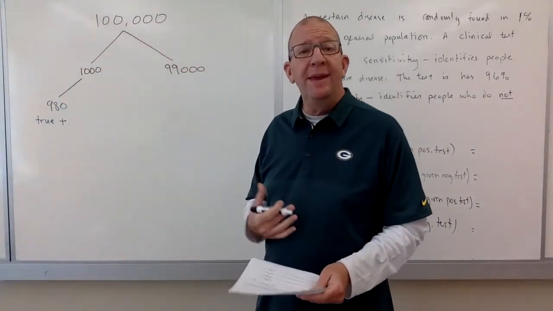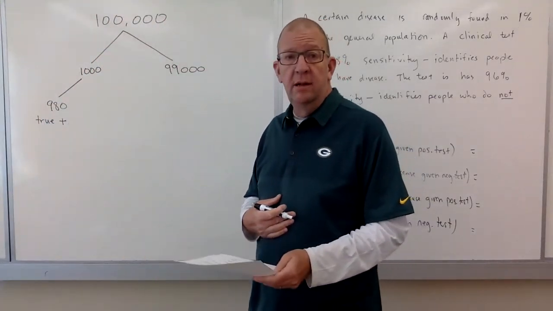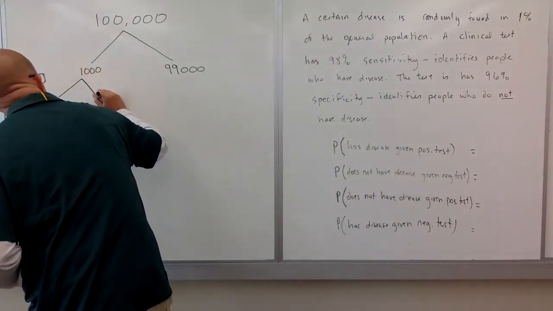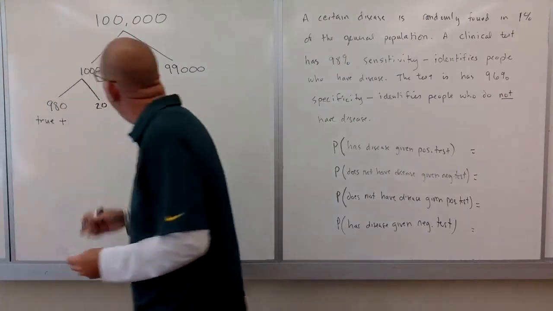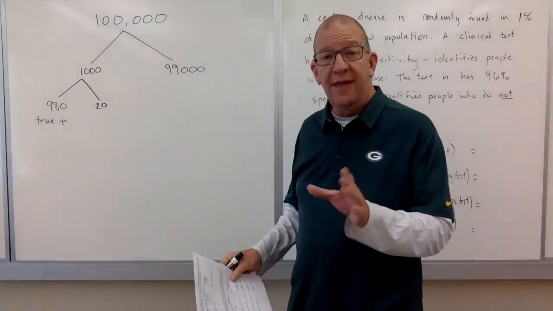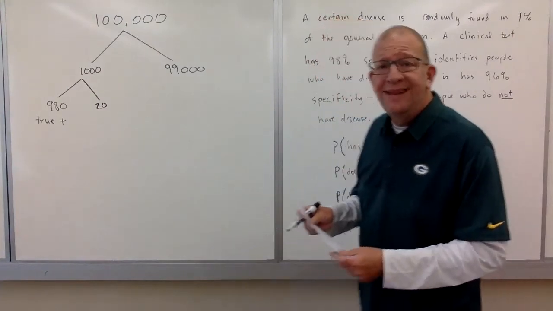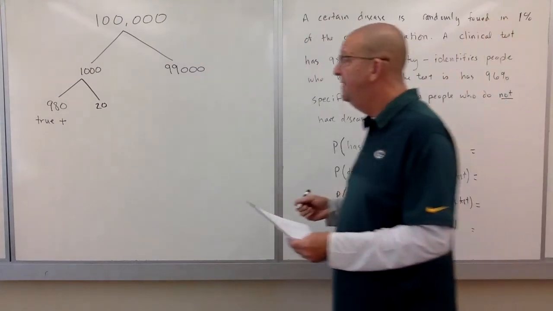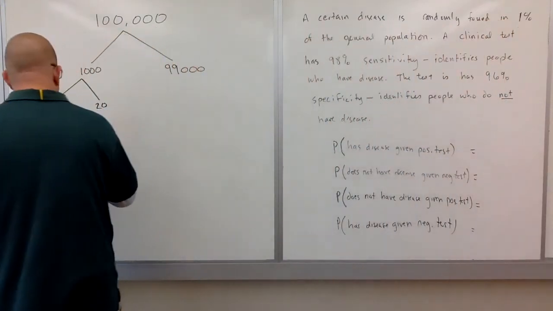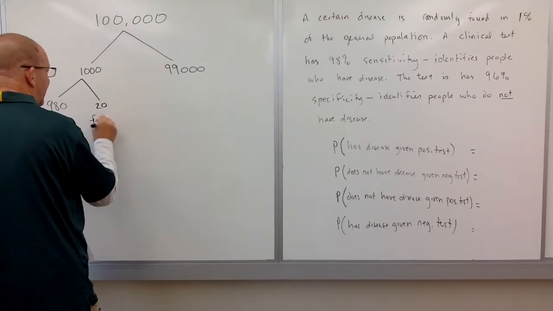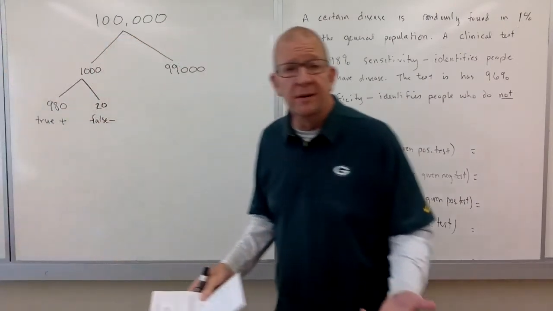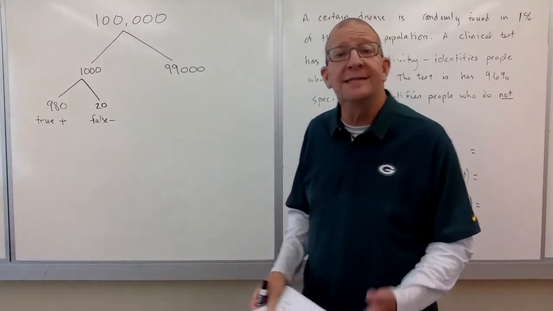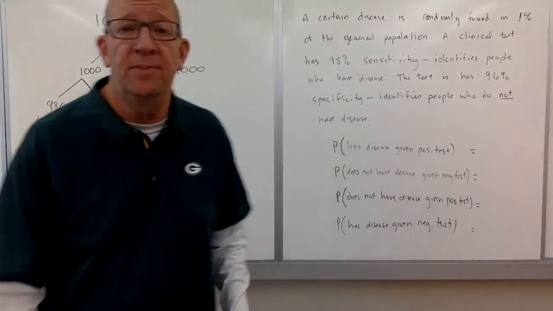Now, what does that mean about the other 20 people? So think about those 20. They have the disease, but the test is only 98% accurate. So they come out here with a false negative. In other words, they're walking around thinking, I don't have the disease. But they really do, because the clinical test is not 100% accurate.